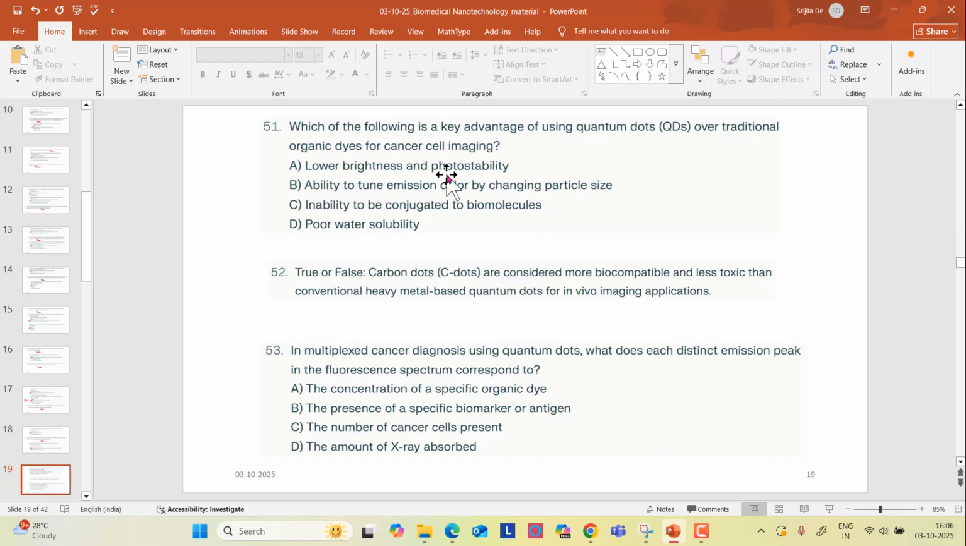So next question. Which of the following is a key advantage of using quantum dots over traditional organic dyes for cancer cell imaging? Lower brightness and photostability, ability to tune emission color by changing particle size, inability to be conjugated to biomolecules, or poor water solubility.